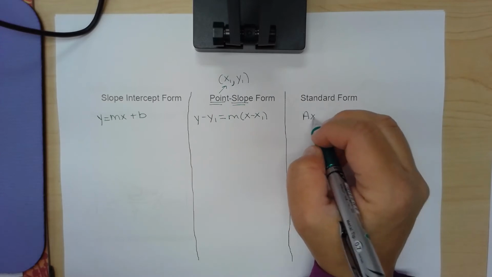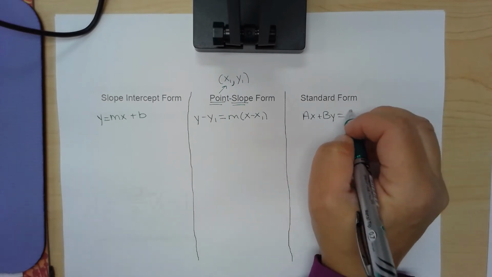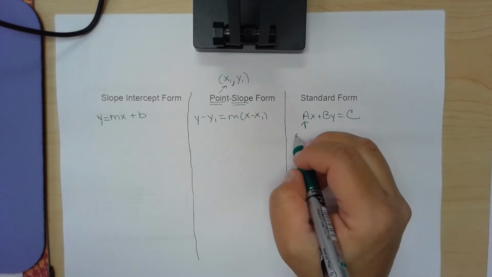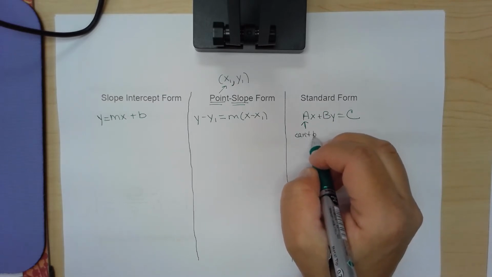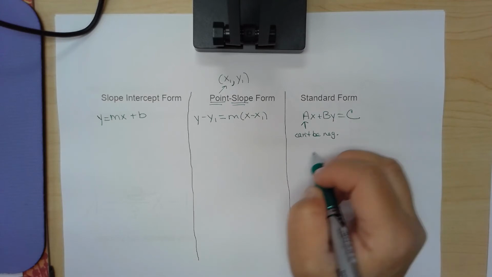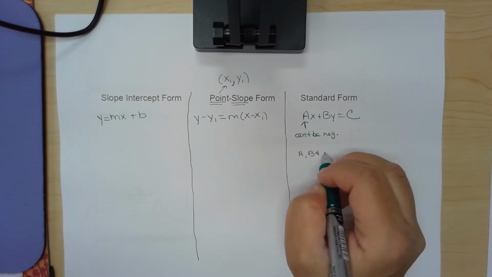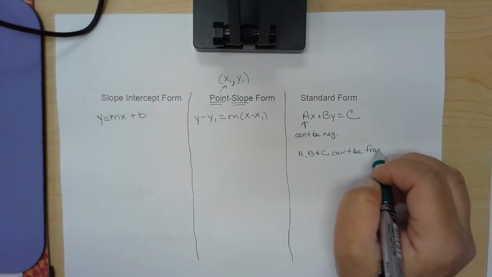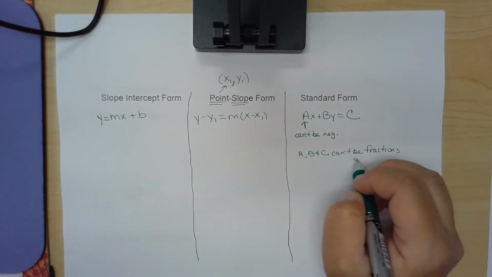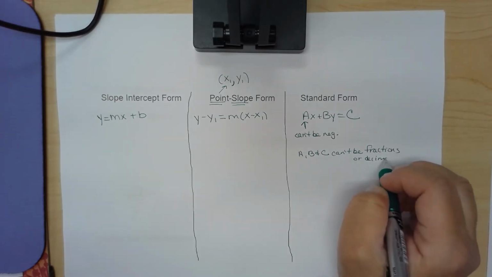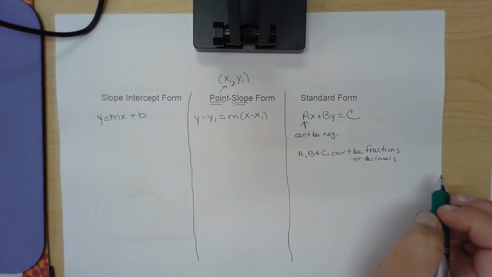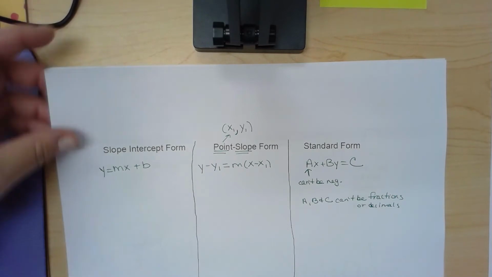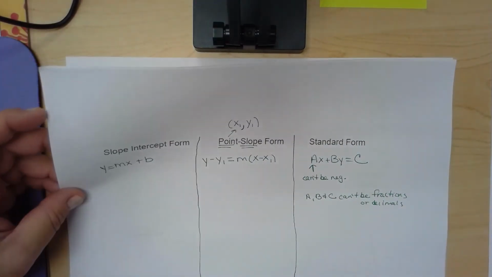Standard form is ax plus by equals c. Remember, this can't be negative. And a, b, and c can't be fractions or decimals. That's what it means for a, b, and c to be integers. Okay, so this is going to help you work on your review packet that I gave you guys yesterday.